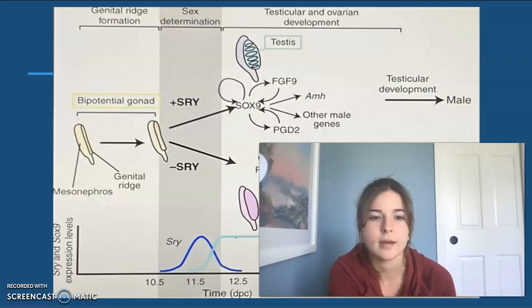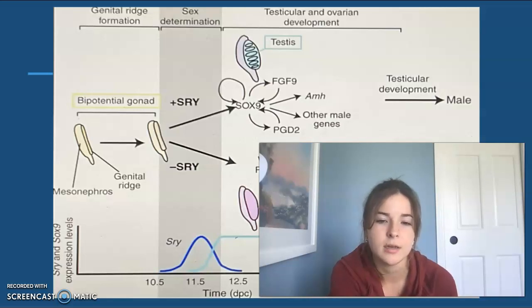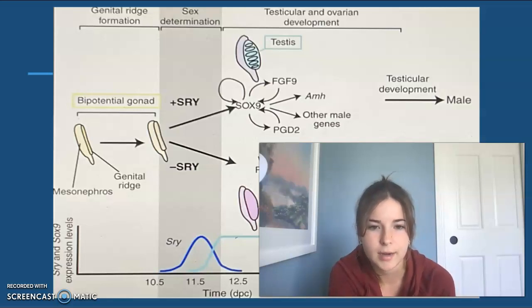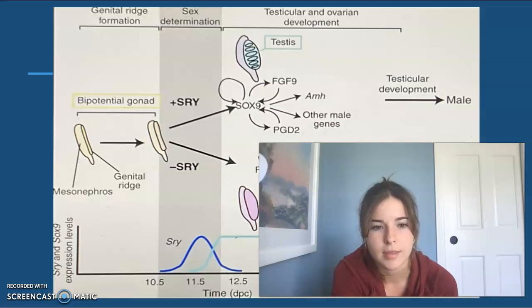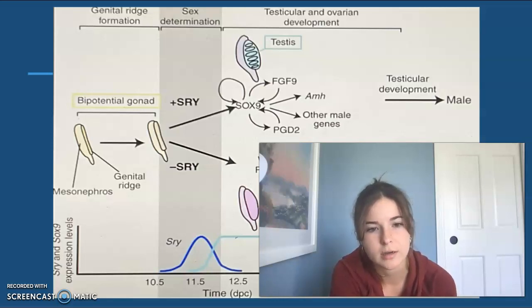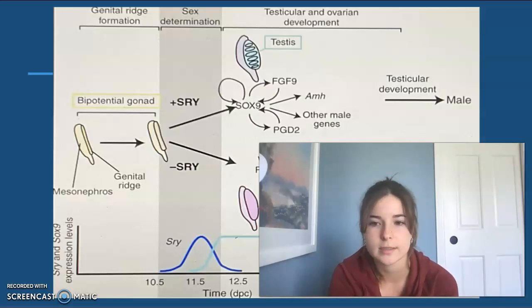Here on this slide, I have included an image showing how the SRY gene controls testicular and ovarian development. It shows how the addition of the SRY gene causes the production of 3 hormones and how it changes the gonadal medulla into the testes, while the absence of the SRY gene causes the production of hormones that help to form the ovaries from the gonadal cortex.